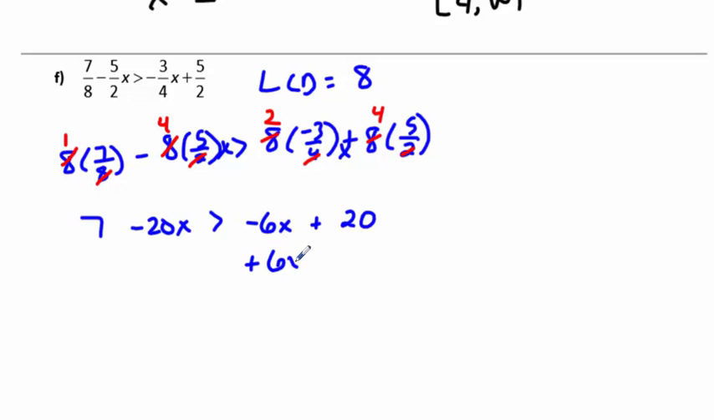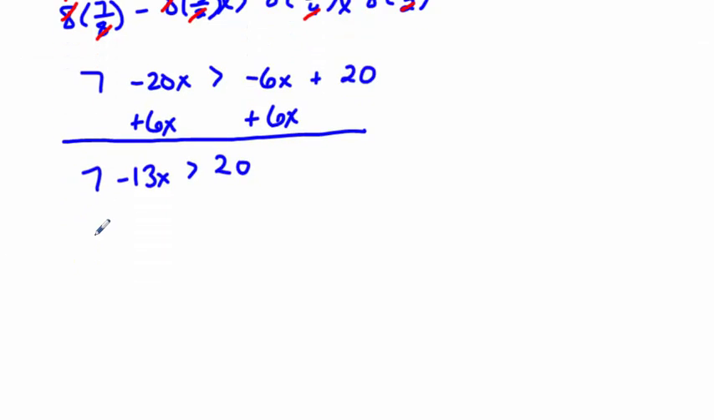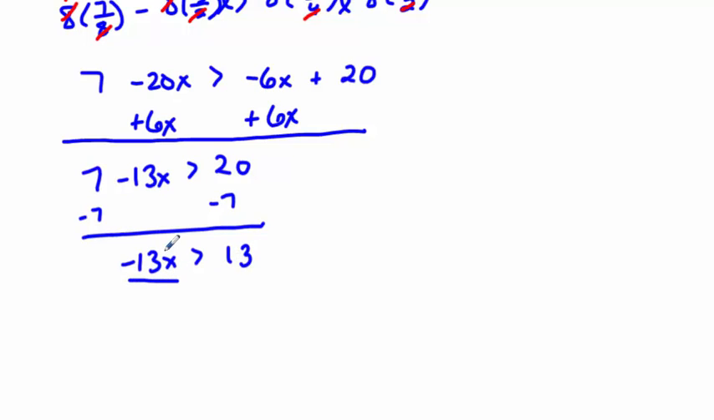So get the x's together first. I'm going to add my 6x over. So I'm going to have 7 minus 13x is greater than 20. And then we'll subtract 7 from both sides. So negative 13x is greater than 13. And we'll divide both sides by negative 13 to get x by itself.